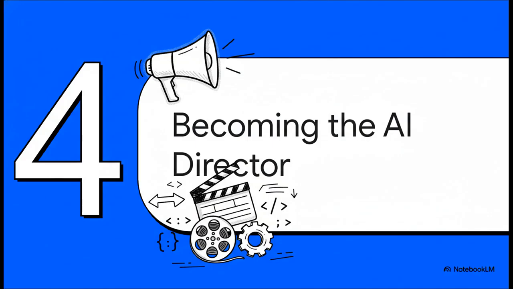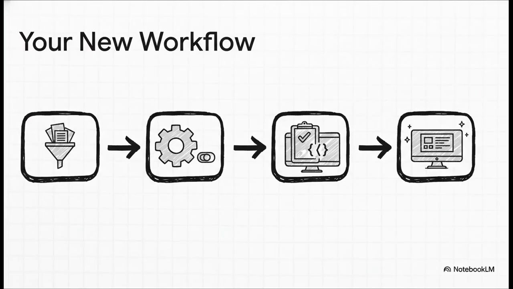So this all leads to a new way of thinking, of working, really. It's about you becoming the AI director. So let's wrap this up with your new standard workflow. It's just 4 steps. 1. Feed in your source materials, PDFs, whatever you've got. 2. Go into that custom presentation mode. 3. Paste in that vibe code, that YAML you generated. And 4. Hit generate and just watch the magic happen. It's a repeatable playbook for amazing-looking slides every single time.